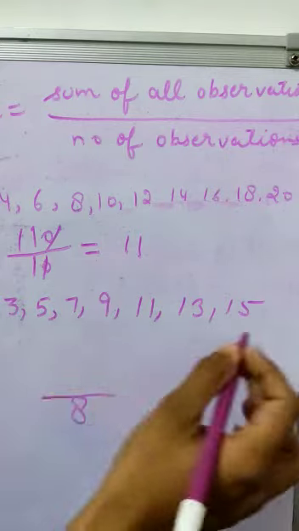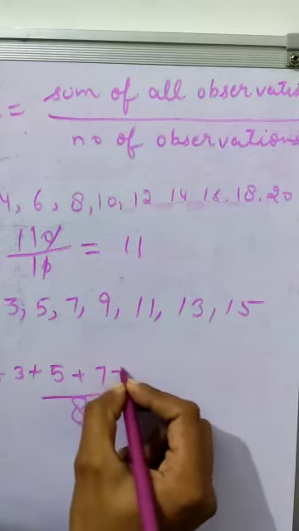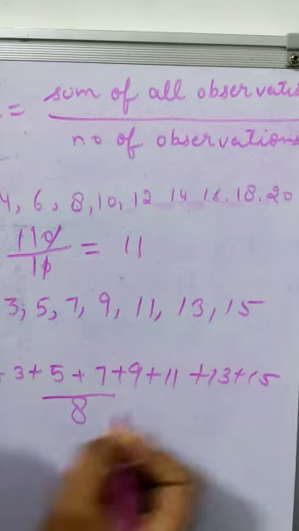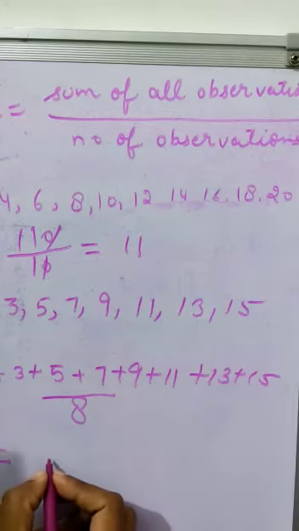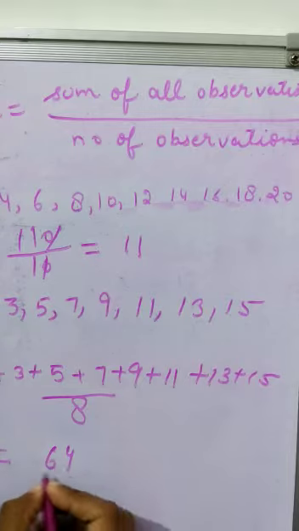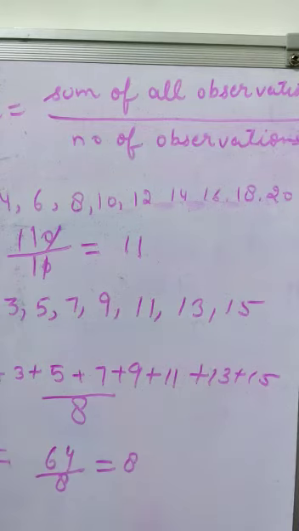And the sum of all numbers: 1 plus 3 plus 5 plus 7 plus 9 plus 11 plus 13 plus 15. Then add all the numbers. What is the addition of all numbers? 64 divided by 8. 8 8s are 64. So 8 is the mean of the first 8 odd numbers.